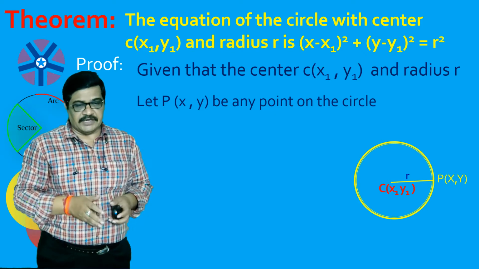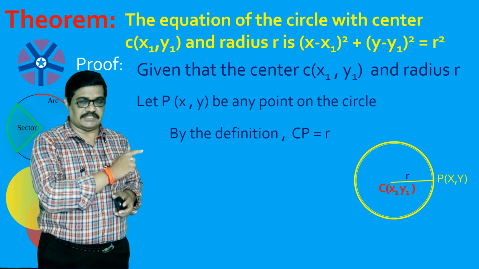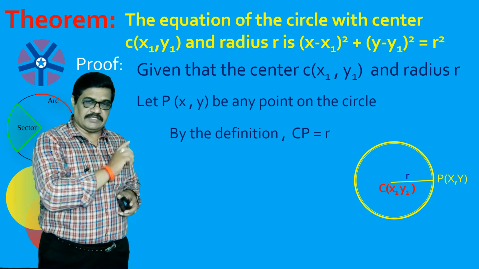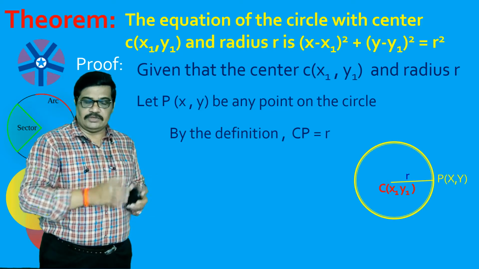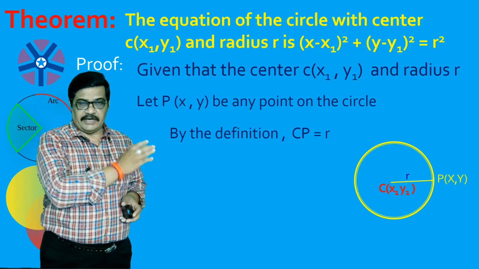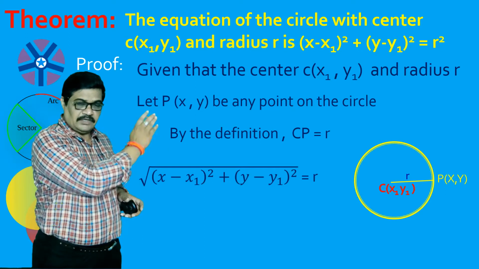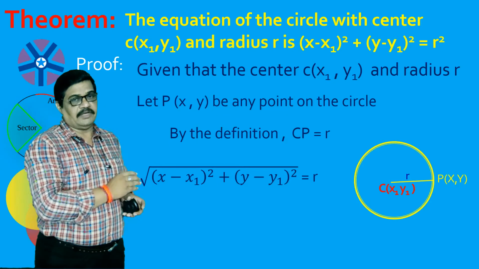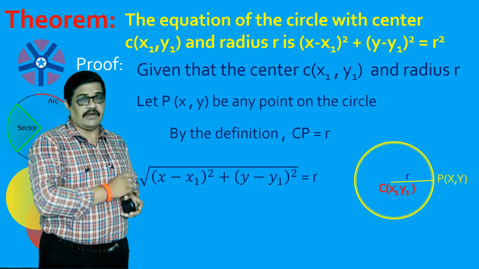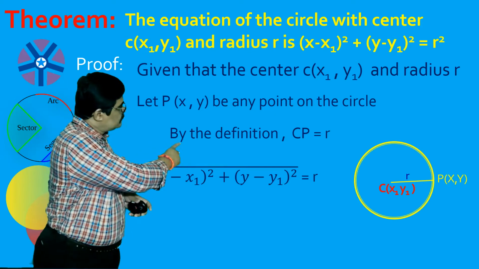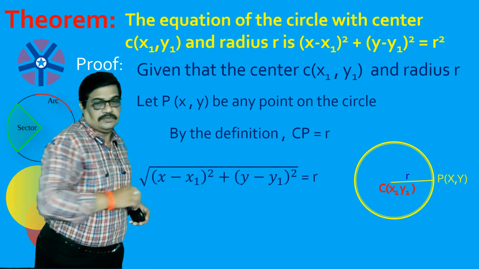By the definition, here CP is equal to r. The constant distance CP always represents the radius. So CP is equal to r. Now we write the distance between C and P. C is (x1, y1) and P is (x, y). Using the distance formula, CP is the square root of (x minus x1) whole squared plus (y minus y1) whole squared, which is equal to r.